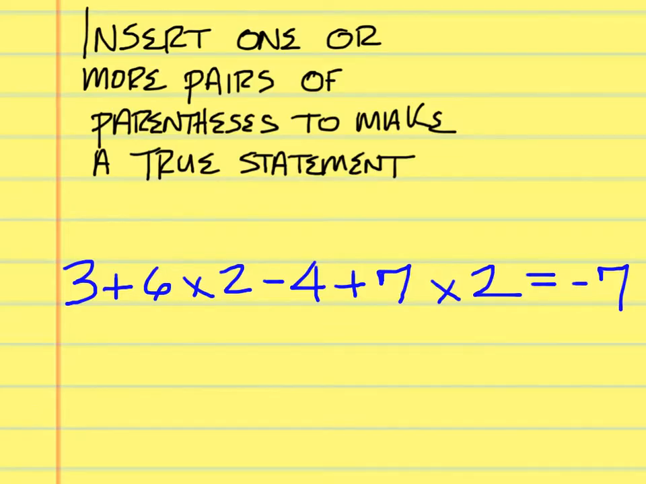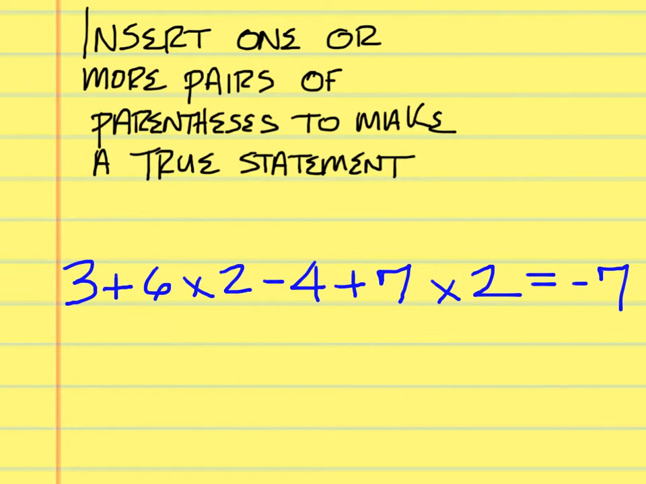Insert one or more pairs of parentheses to make a true statement. So you have 3 plus 6 times 2 minus 4 plus 7 times 2 equals negative 7. But that is not the case. In order to make this true, you have to insert some parentheses. For example, you could insert parentheses here around the 3 plus 6 and try that and see if it works. If it doesn't, then insert them somewhere else until you come up with a negative 7. So it's a guess and check type of thing.